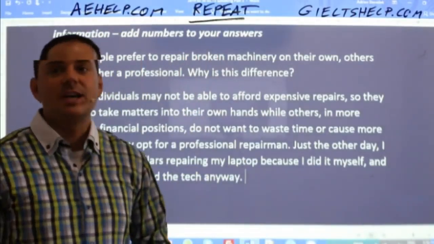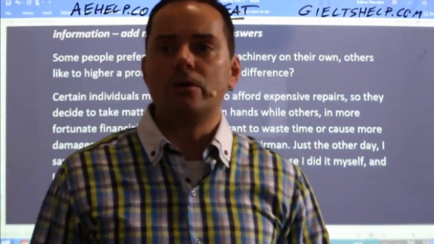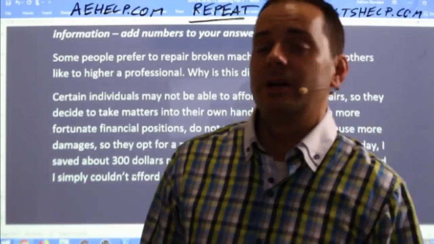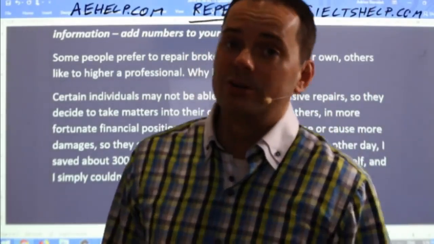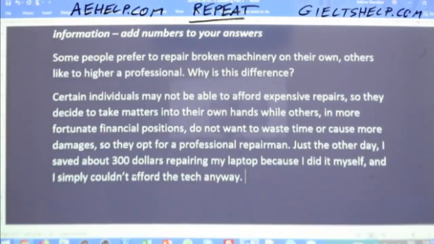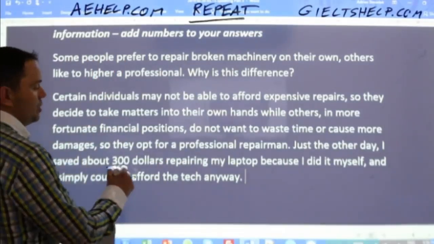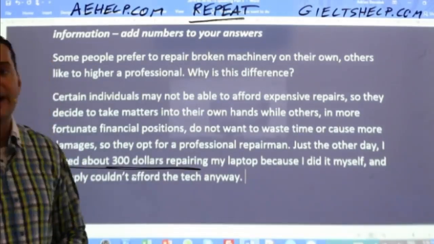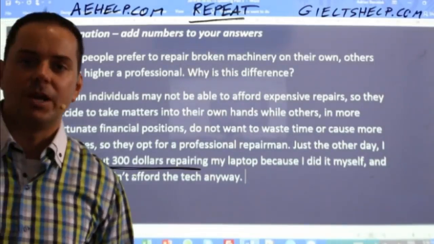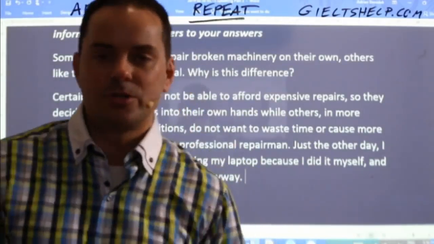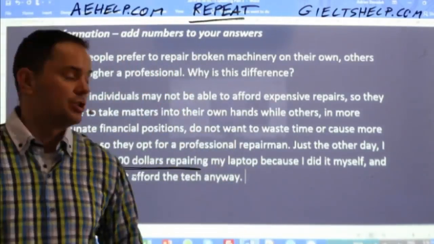Preeti says, just yesterday my smartphone screen broke and I didn't have the skill to fix it, so I sent it to the repair center and paid $200. Okay? Preeti, remember that quantitative information. It just makes it that much sweeter, that much better to get a high band score. So I saved $300 repairing my phone. Okay? Quantitative information, ladies and gents. Just gets you that extra boost. Okay? Remember that for the future.